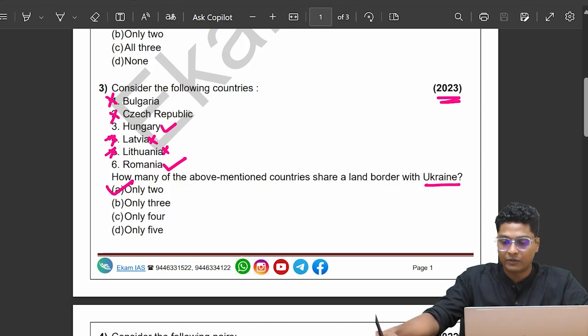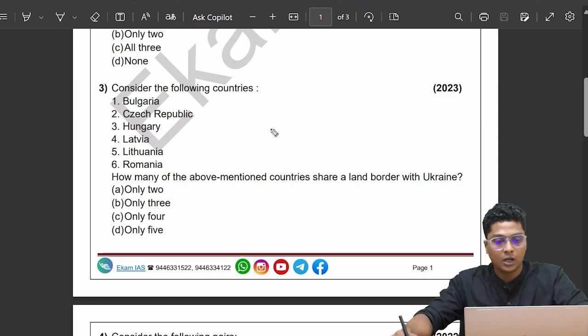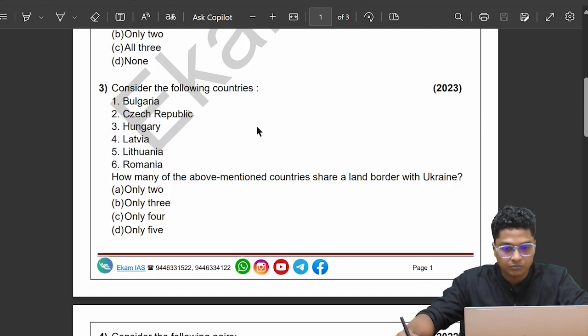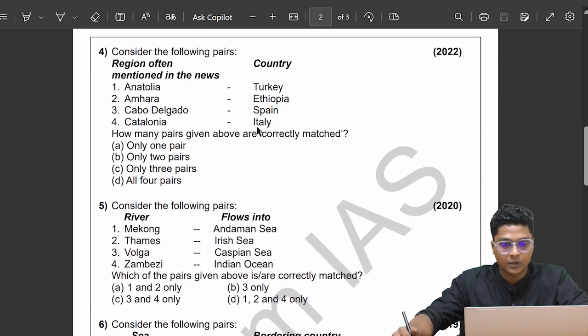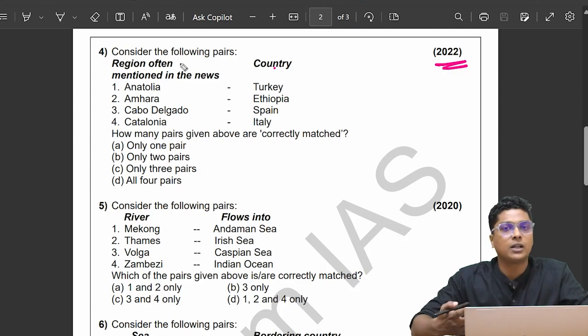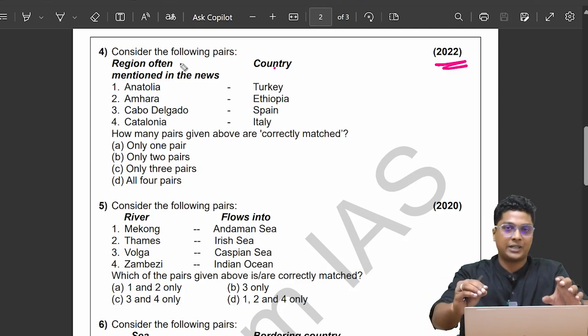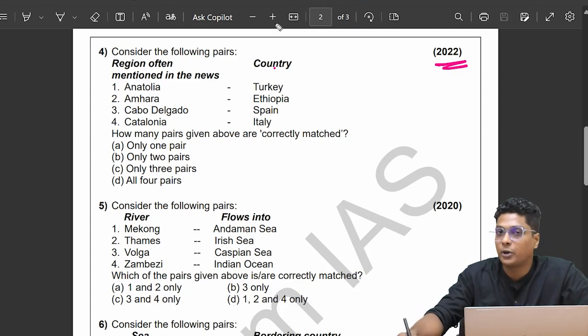Okay. So if you have written this 2023 prelims, whether you got this right or not, please do let me know. So we have seen three questions from 2023. Now the fourth question, it was asked in 2022. Consider the following pairs: region often mentioned in news, country. Again, the same pattern they are following, right? So you don't need in-depth understanding. You just need to know where these places are and the context in which they appeared in the news, right?